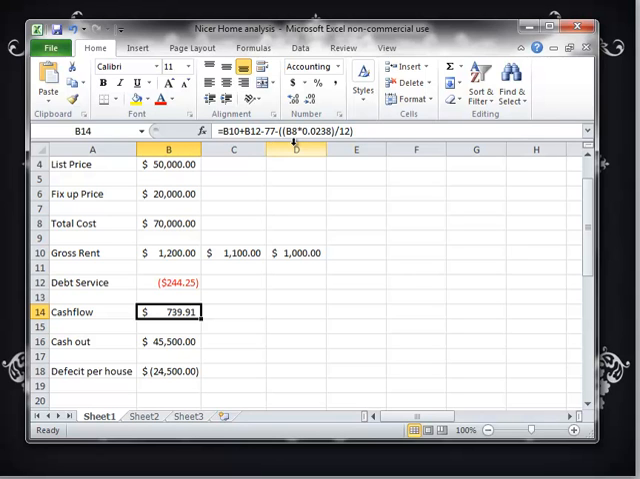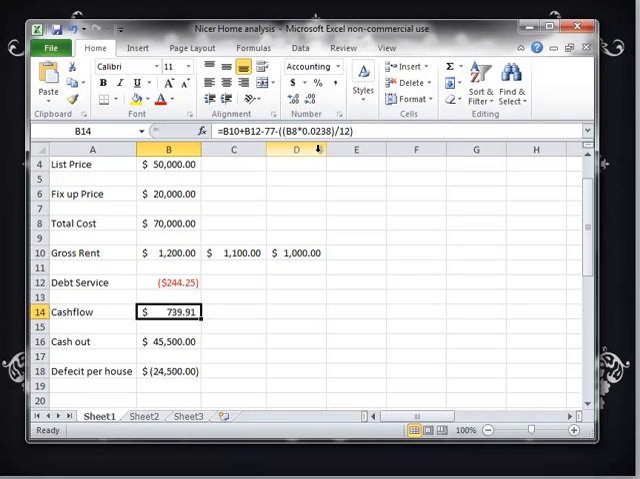And then minus, we're assuming the city thinks that this property is worth B8, this cell right here, $70,000, times 0.0238. That's the property tax in Baltimore. I know it's really high, but that's what it is in Baltimore, divided by 12. So the way we're figuring this is, we're subtracting out the tax on a monthly basis. So the $739.91 is our monthly cash flow.